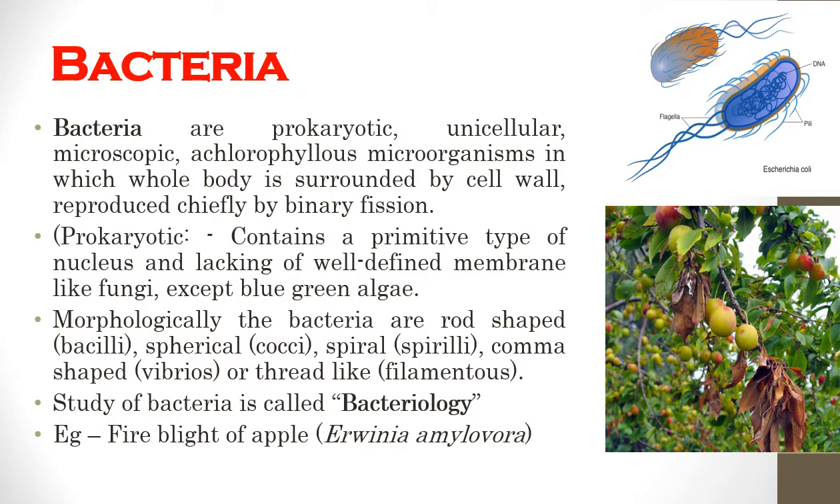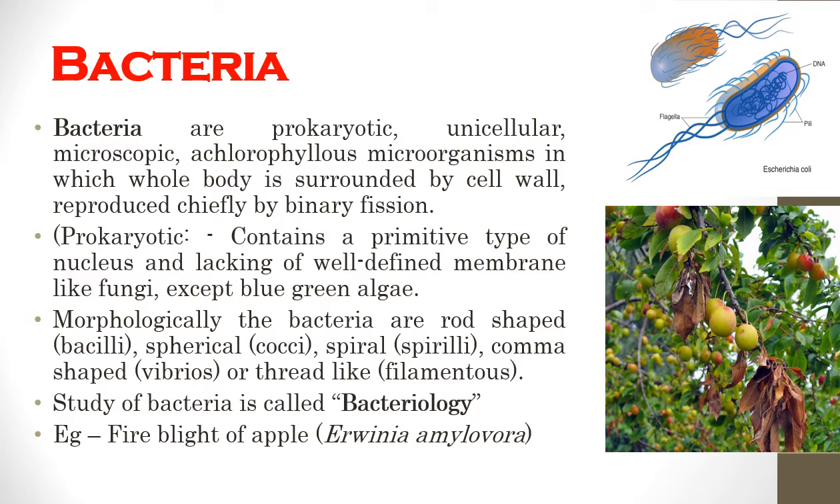The next one is bacteria. Bacteria is a prokaryote. So far we have seen eukaryotes. Pro means false, karyon means nucleus, so it doesn't contain any true nucleus. Bacteria is a prokaryotic unicellular organism, whereas fungi is a multicellular organism. Bacteria is a unicellular, microscopic, achlorophyllous microorganism whose cell wall is made up of mucopeptides or peptidoglycans.